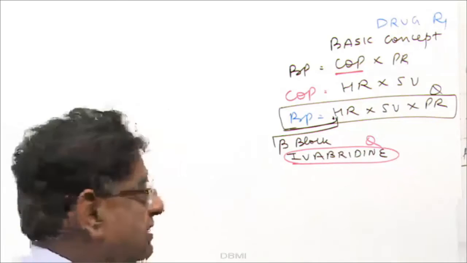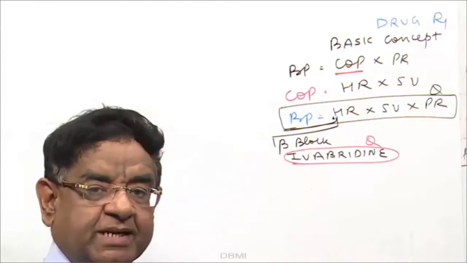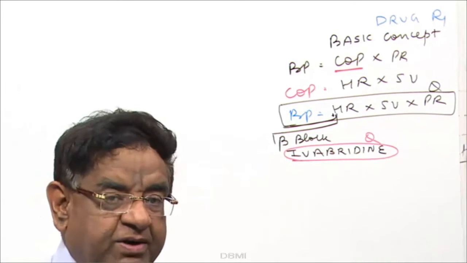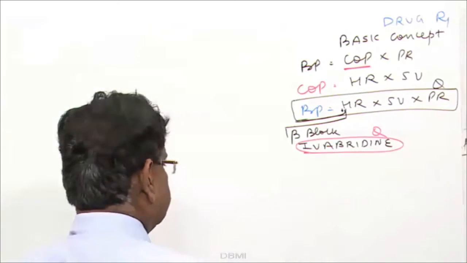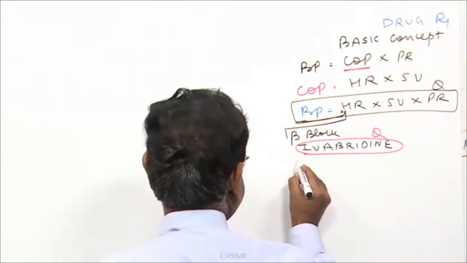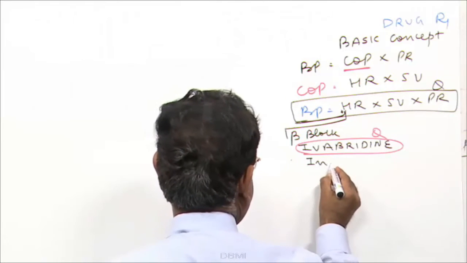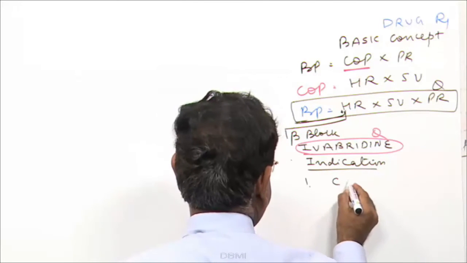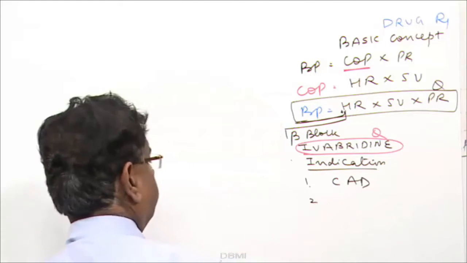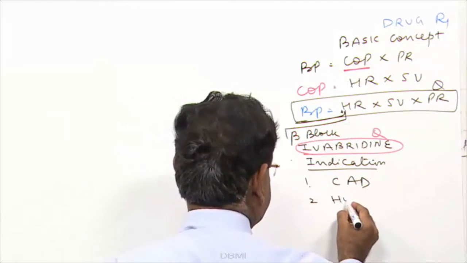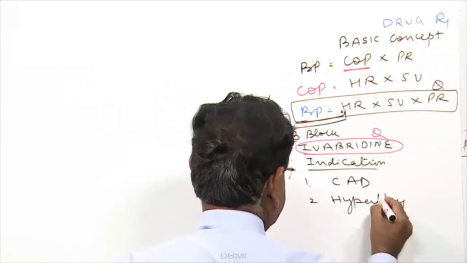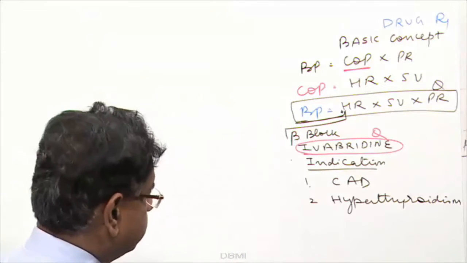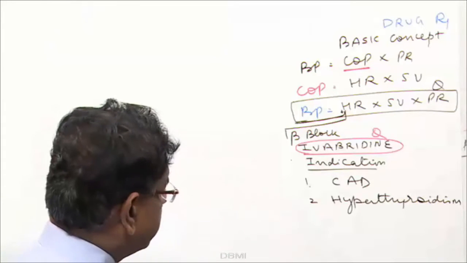So this is the pharmacology. Now we talk about medicine. What are the clinical conditions where we are using these drugs to control hypertension? So we'll be using indications. The indications are, we will be using in case of coronary artery disease. And the second condition where we are going to use this drug to control heart rate is hyperthyroidism. Okay, so these are two things where we are going to use these two drugs.